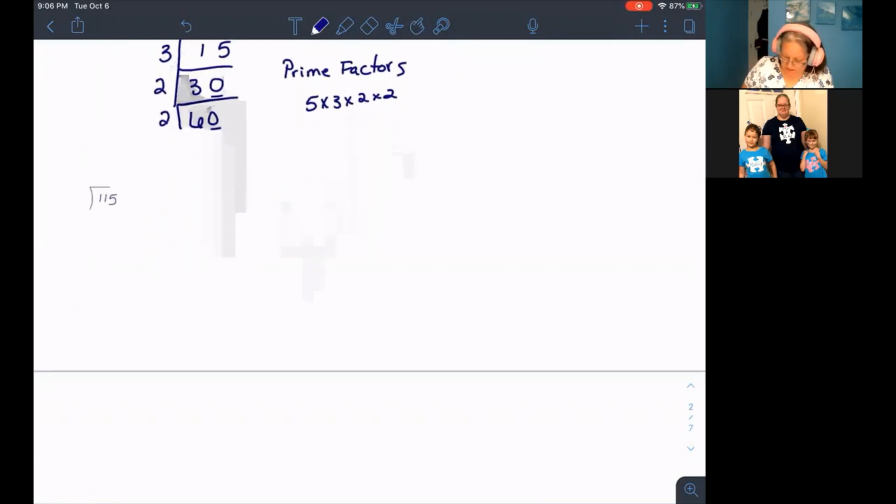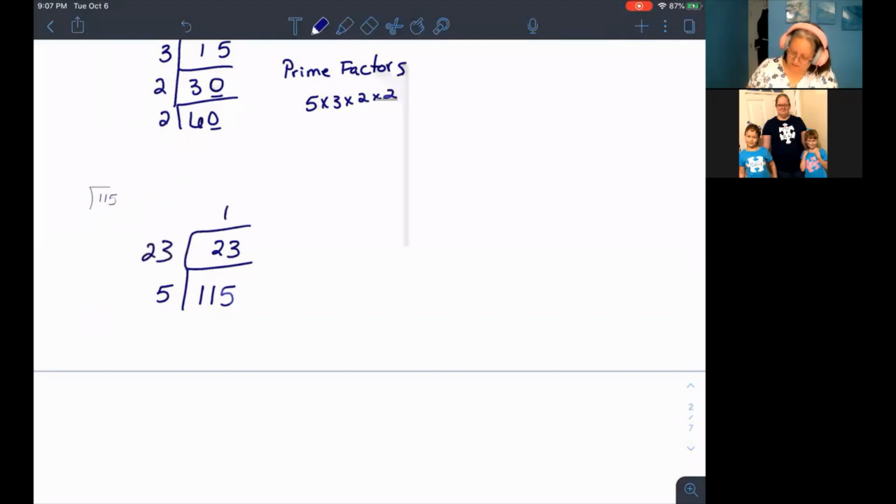And if we have 115, we're going to start at 115. 115 divided by 5 is going to be 23. And then 23 is a prime number. So the prime factors are 5 and 23.